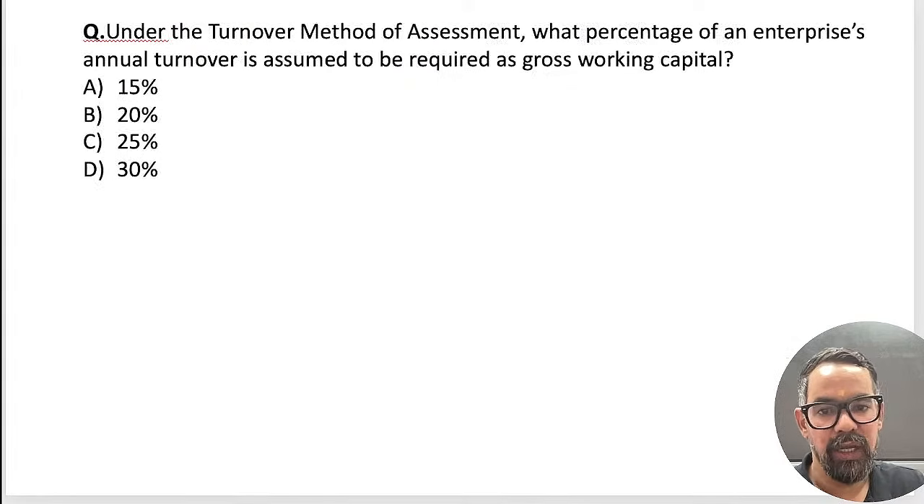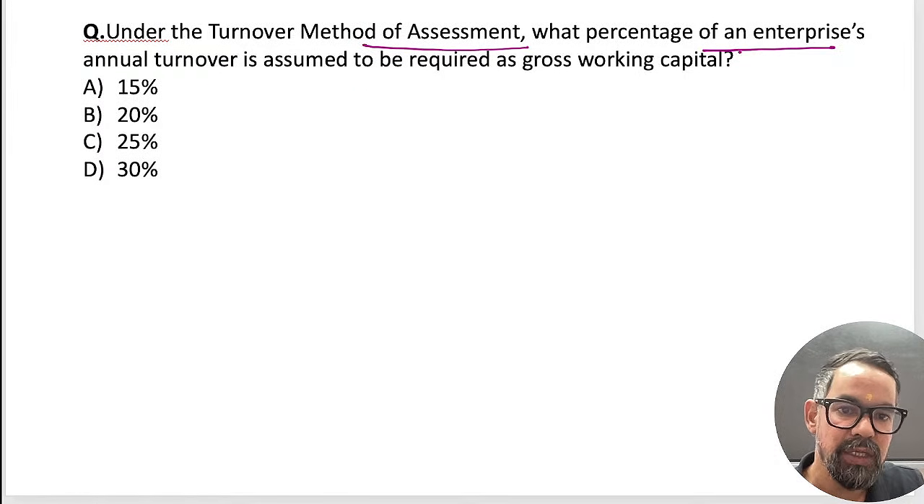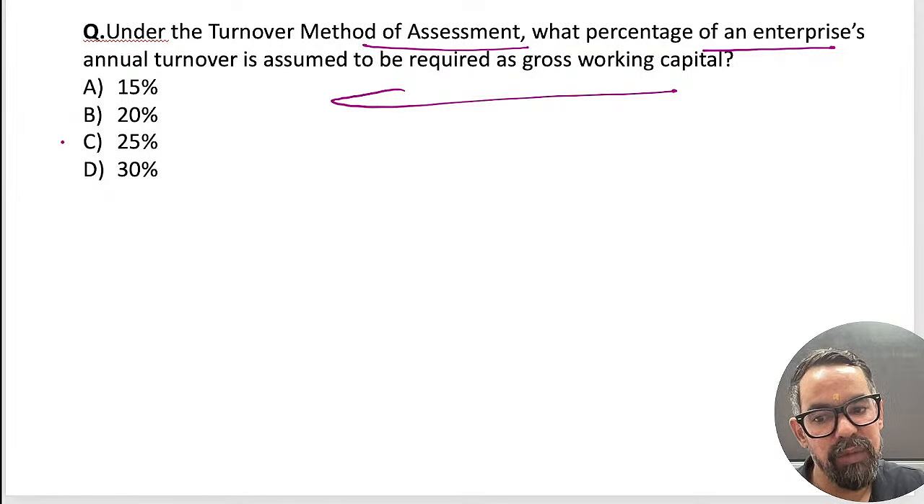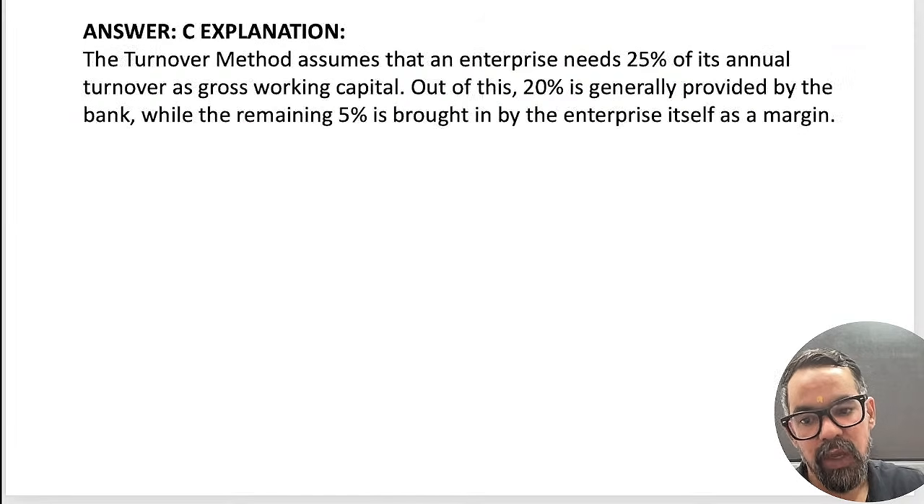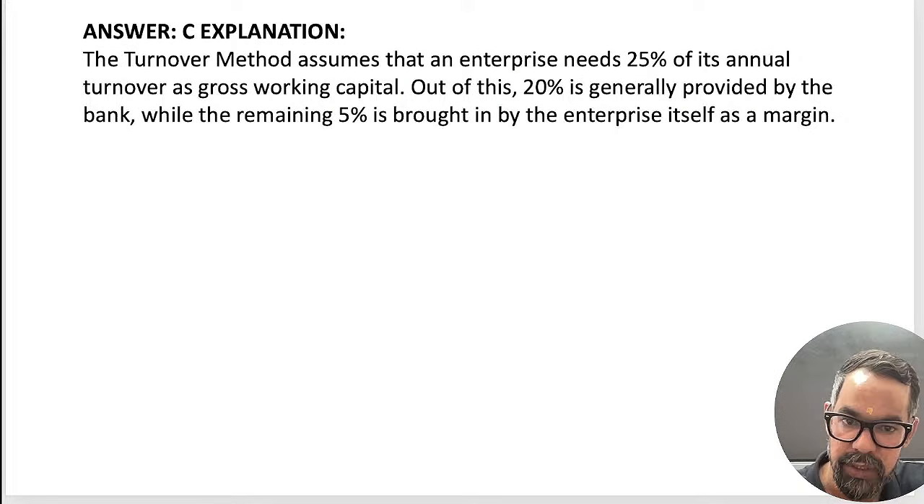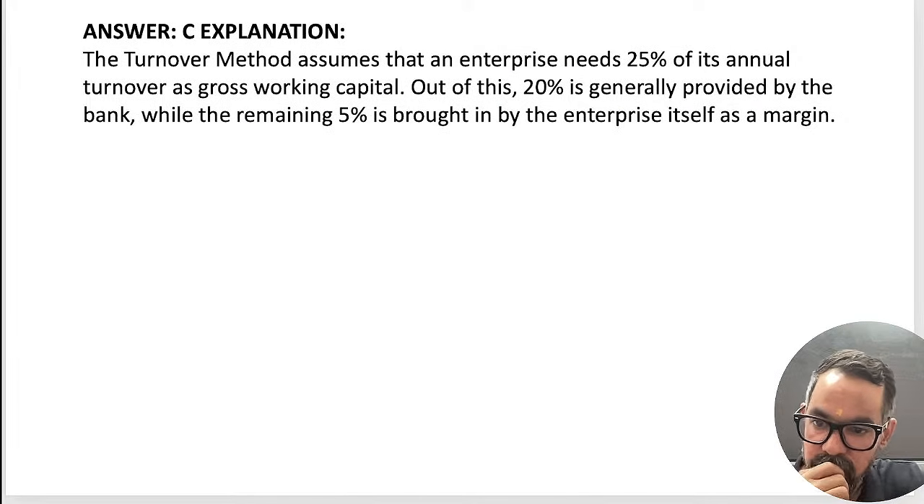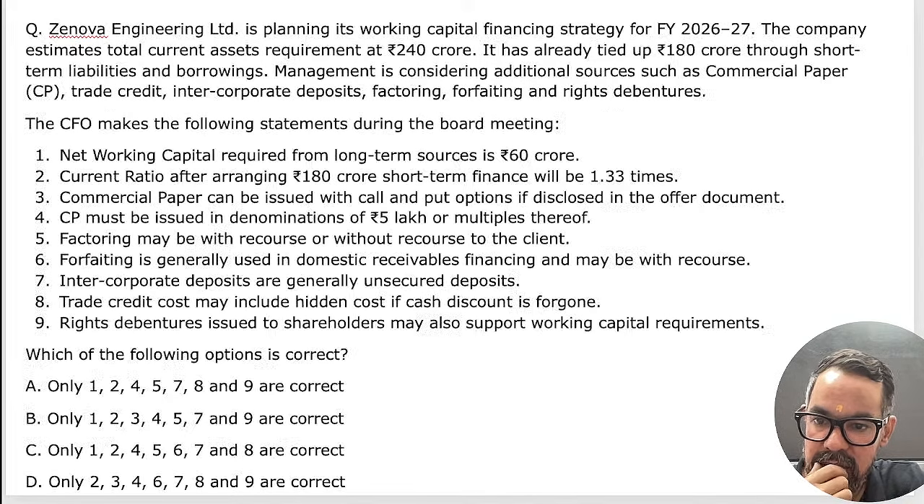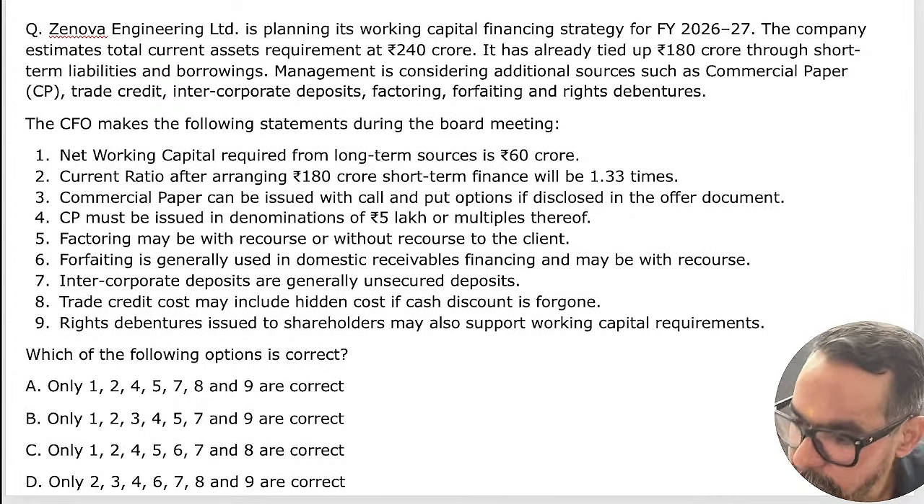Okay, let's go to the next one. Under the turnover assessment methods, what percentage? This gets asked many times. Please do remember this. We have discussed many times. So it is 25%, right? Methods, I'll just search. You go for this question, guys. Okay. Back to back questions.